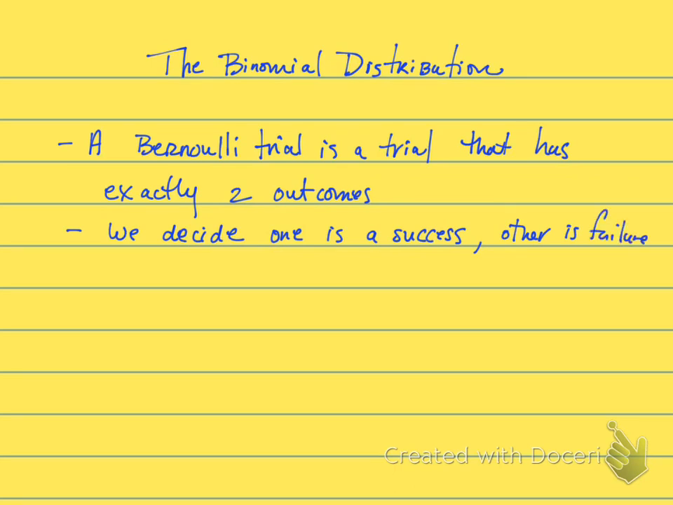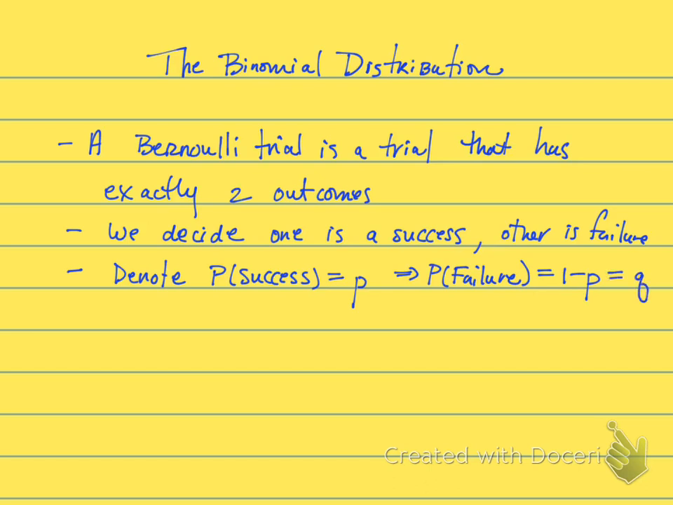It's pretty standard to denote the probability of success in a Bernoulli trial as little p, which means the probability of failure is 1 minus p, because there's only two outcomes, so p and 1 minus p. Some books denote the 1 minus p as q.